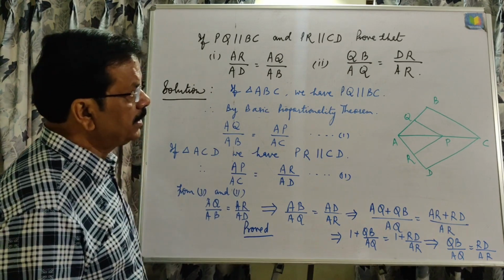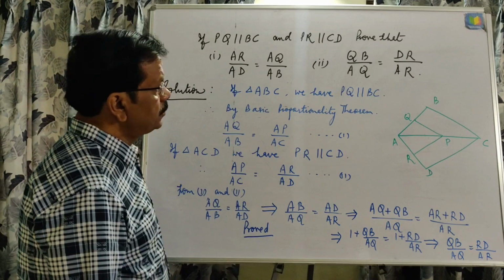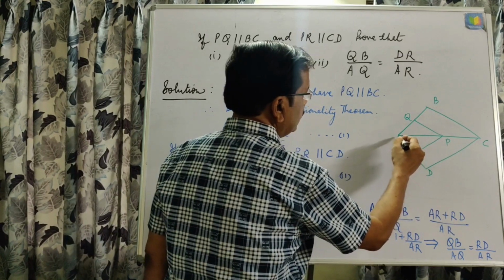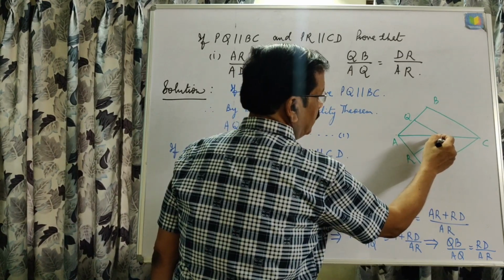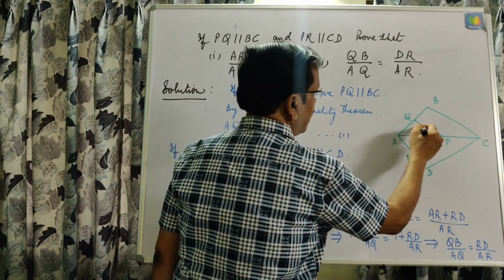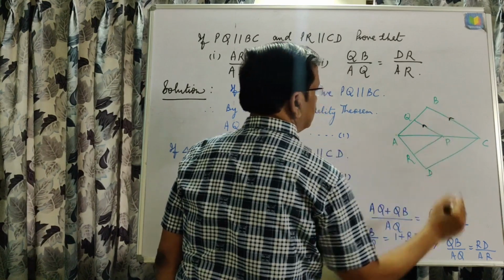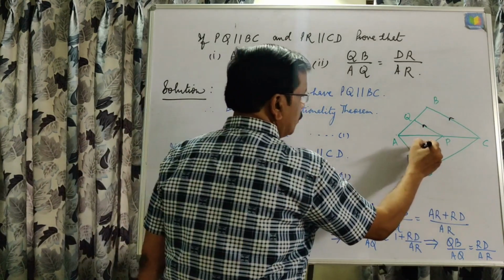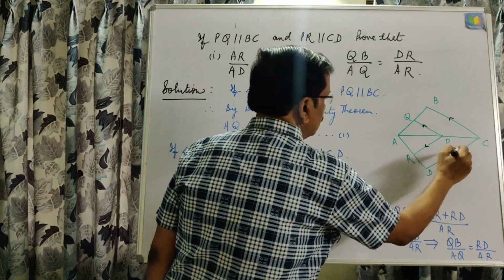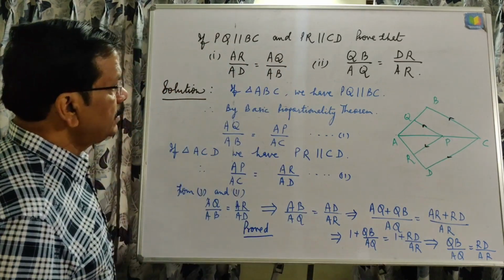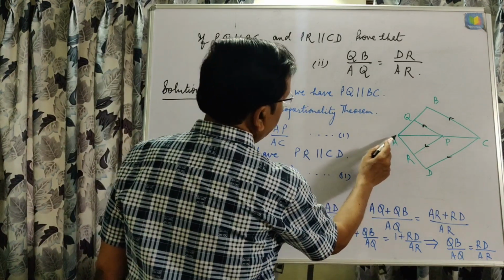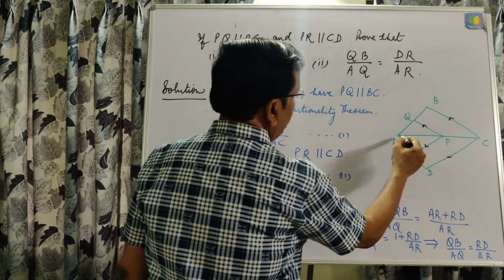And this is asked so many times in board examinations also. In this question you are given the figure ABCD in such a way that P is a point, from which we draw a line PQ which is parallel to BC. In the same way, draw another line from P such that PR is parallel to CD. Now with the help of this figure we have to prove that AR upon AD is equal to AQ upon AB.